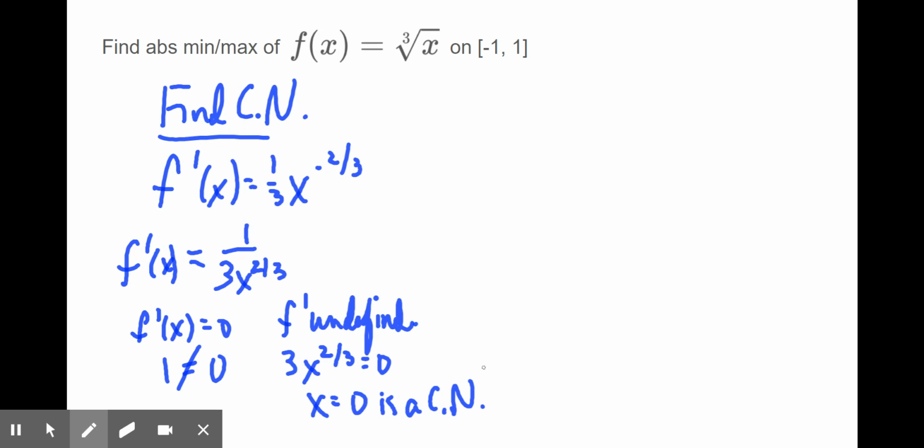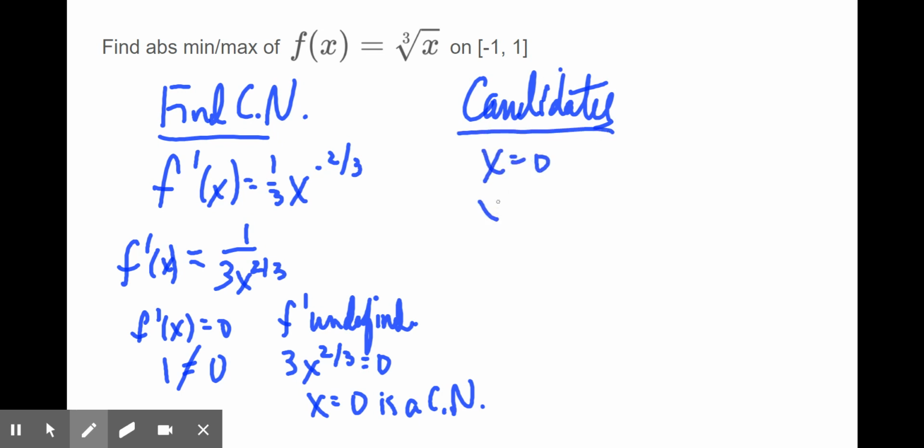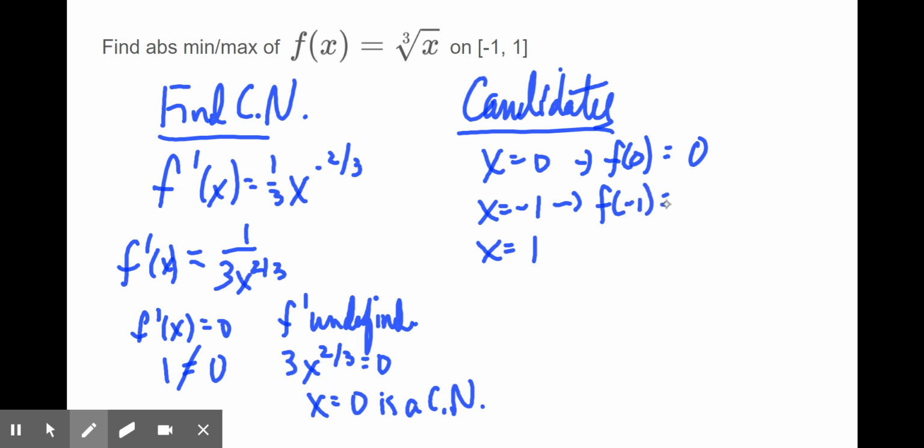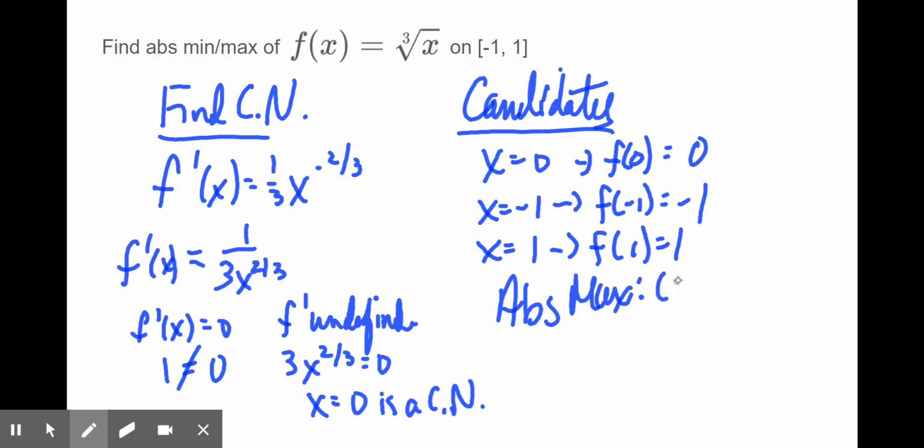Okay, so now my election candidates are the following. X equals 0, which was a critical number. X equals -1, and x equals 1, which are both endpoints. Now we're going to take all three of these and plug them in the original. F of 0 is the third root of 0, so that's 0. F of -1 is the third root of -1, which is -1. And f of 1 is 1. So the absolute max is the point 1, 1. The absolute min is the point -1, -1.